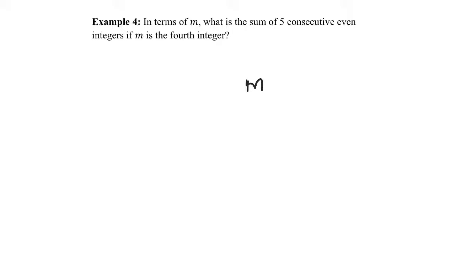What's the 5th integer? What's the 5th one? Go ahead, Sean. Why m plus 2, Sean? Because m is the 4th. Why not m plus 1, Sean? Or integers? Because it's an even. Good. What do even integers differ by, everyone? 2.